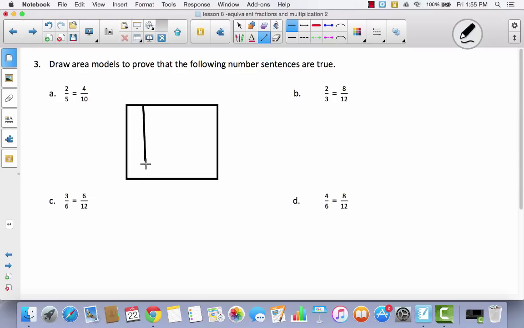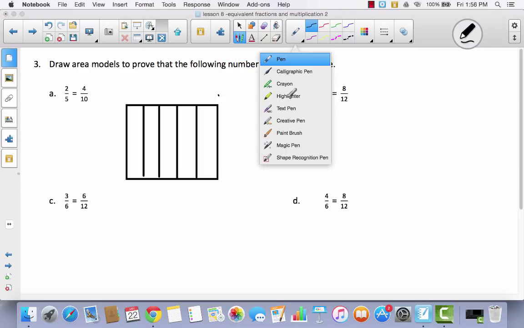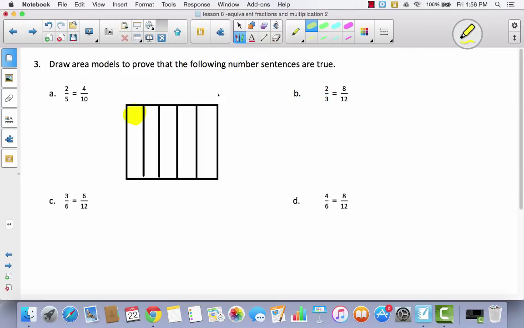So I'm going to say 1, 2, 3, 4. Okay, so now I've divided it into 5 parts. I'm going to make this actually reach the top here. So I've got 1, 2, 3, 4, 5, and since it's 2/5, I have to shade 2 out of 5. So let me get my highlighter here. I'm going to shade 2 out of 5.